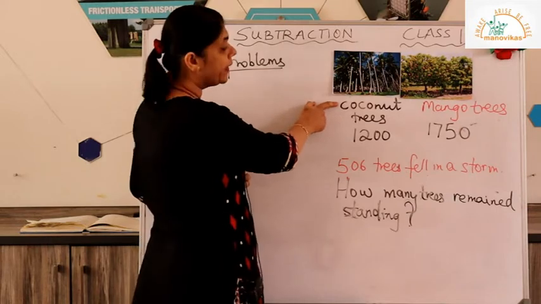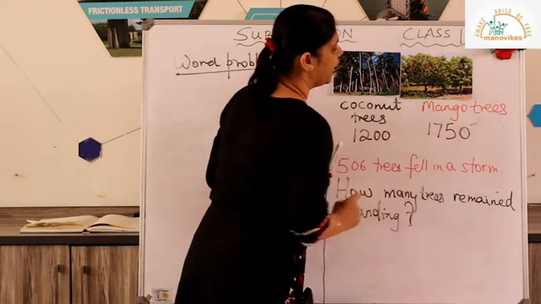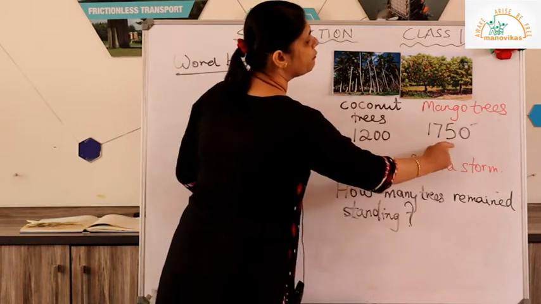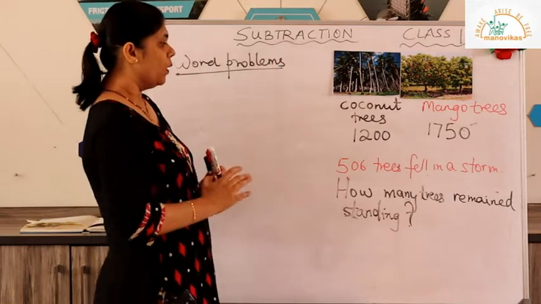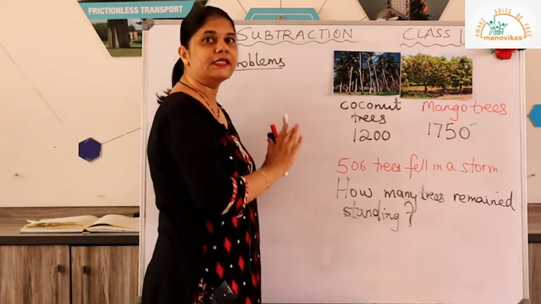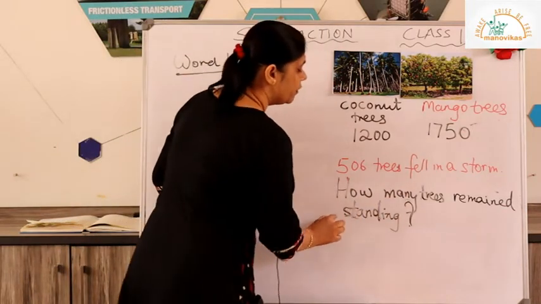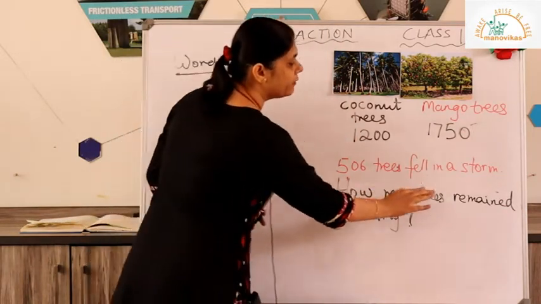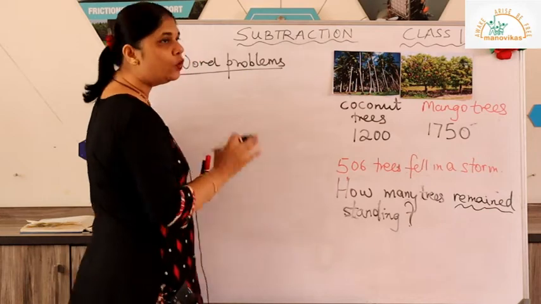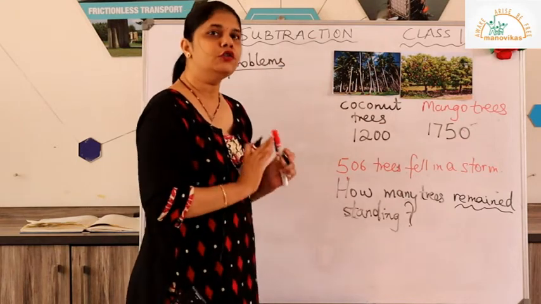In the next example, there is a farm, and in the farm there are some coconut trees. How many coconut trees are there? 1, 2, 0, 0. And mango trees 1750. So in the farm you have 1200 coconut trees and 1750 mango trees. Now in a storm 506 trees fell down. Okay, that means they were damaged, they fell down. Now you are asked how many trees remained standing. So in this word problem, you have both the operations, addition as well as subtraction. We will see how to do this.